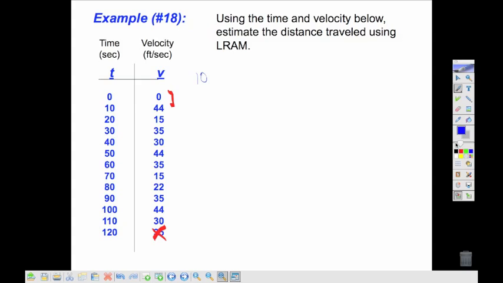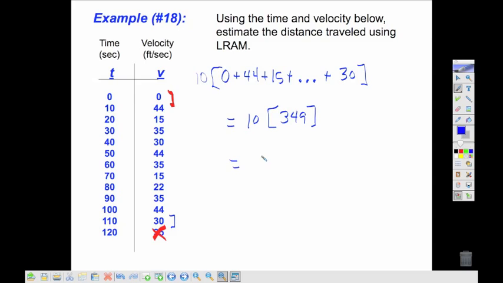Again, we have a 10 for our starting position, and then we're going to start with 0 plus 44 plus 15 and so on until we get to our final value, which again is 30. We do not use that 35 because that's a right side. Working this out, those will add up to 349 or 3490, and our units again will be in feet. So this then is just another example of how we can use area under a graph to find the distance traveled.